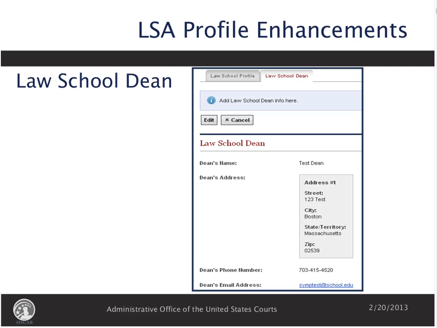In addition, there is going to be another subtab within the law school profile for law school dean. When you log in as an LSA for the first time, after you've finished filling out the security requirements, OSCAR is going to automatically take you to this tab for the law school dean information. You will need to add your law school's dean information before you can go any further in the OSCAR system. Please note that this information will only be available to the OSCAR program office.